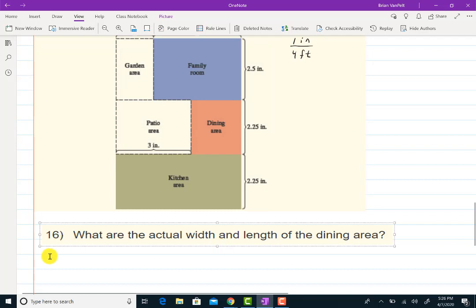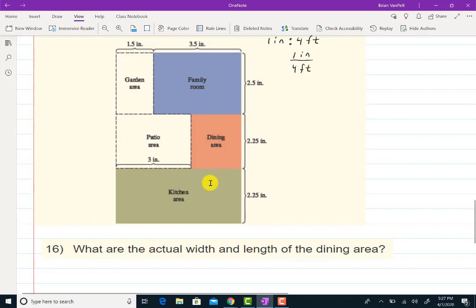All right, they're talking of the dining area. That area is right here. How big is my dining area? Well, I see that it's 2.25 inches long. Let me write on this. I can just write on this thing right here. How wide is it? I have 2.25 inches high, I guess, or long. I need to know the width as well because it wants to know the width and the length. The length I'm going to be able to get. Let me do the length part of it.